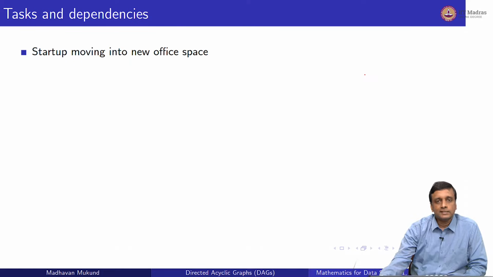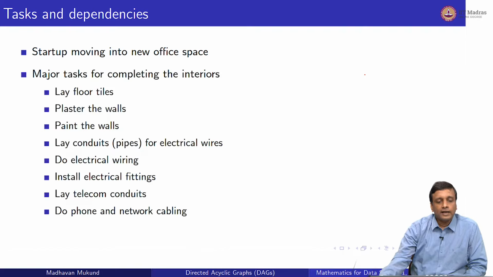So this office space is completely unfinished. It's a new building just constructed, just the bricks are there. And so what we need to do is a number of things. We need to lay the floor tiles, right? We need to plaster and paint the walls.